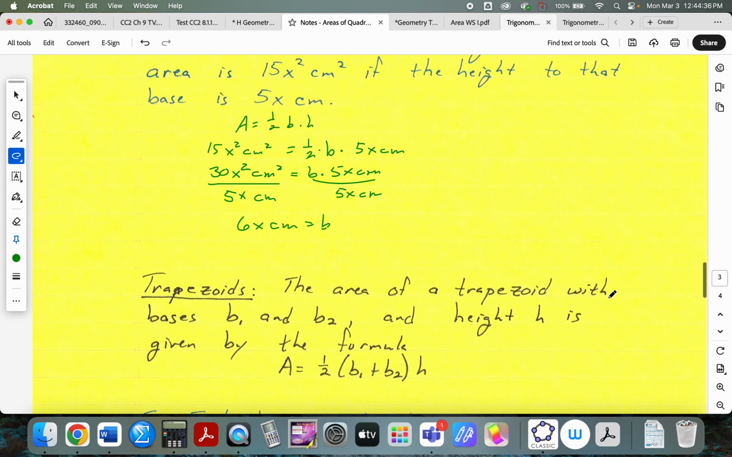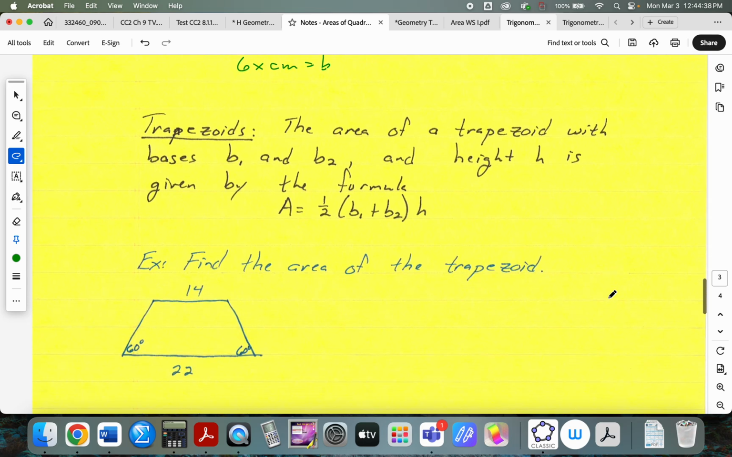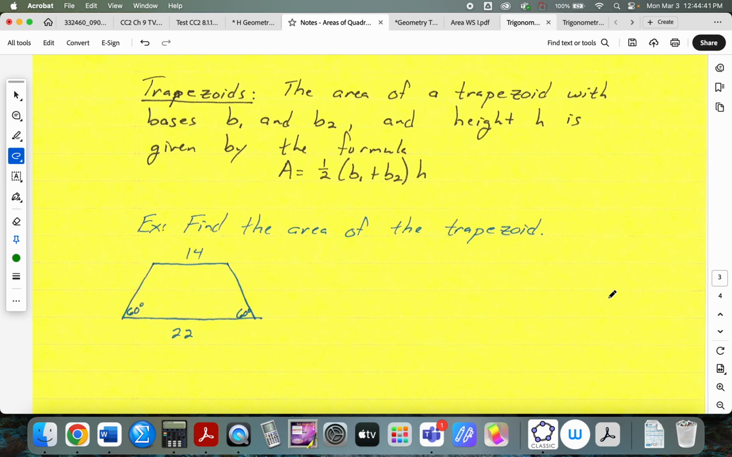All right, then we'll also look at trapezoids. The area of a trapezoid is equal to 1/2 the sum of the two bases times the height. And you're like, that seems like an unnecessarily complicated formula. But if we think about a trapezoid, there's actually multiple ways you can think about this. But if you remember the mid-segment, which was half the sum of the two bases, right?